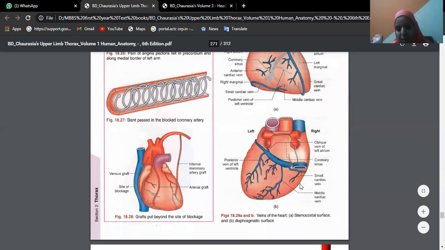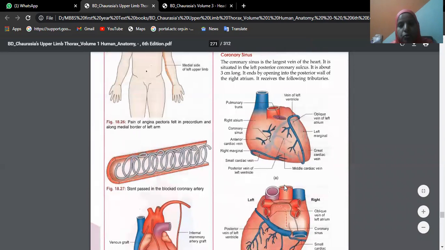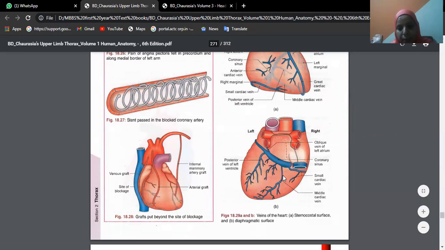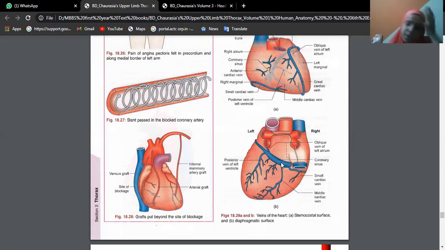So all these veins, like we have small cardiac vein which is following the course of right coronary artery coming behind. So all these names, you should remember. What are those names? Anterior cardiac vein, marginal vein, great cardiac vein, oblique vein of right atrium, then middle cardiac vein, posterior vein of left ventricle, small cardiac vein. Almost all veins are coming and draining into this big venous channel. What is the name of this big venous channel? Coronary sinus. Very good.